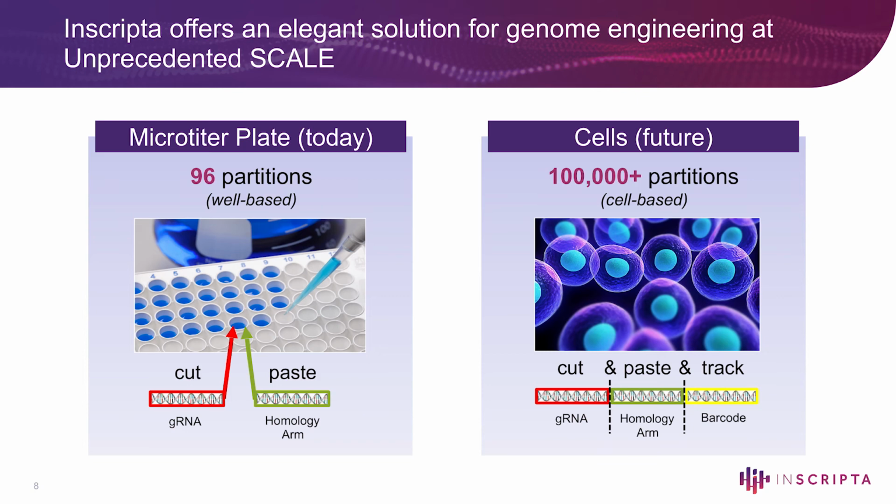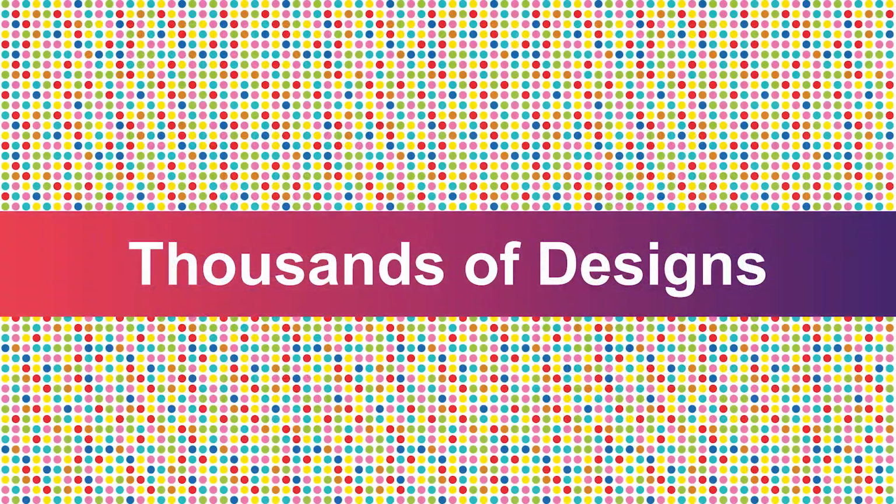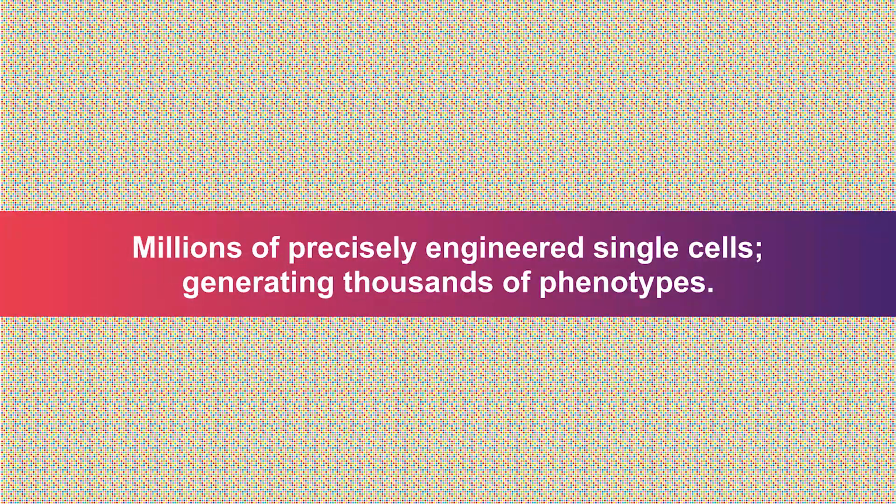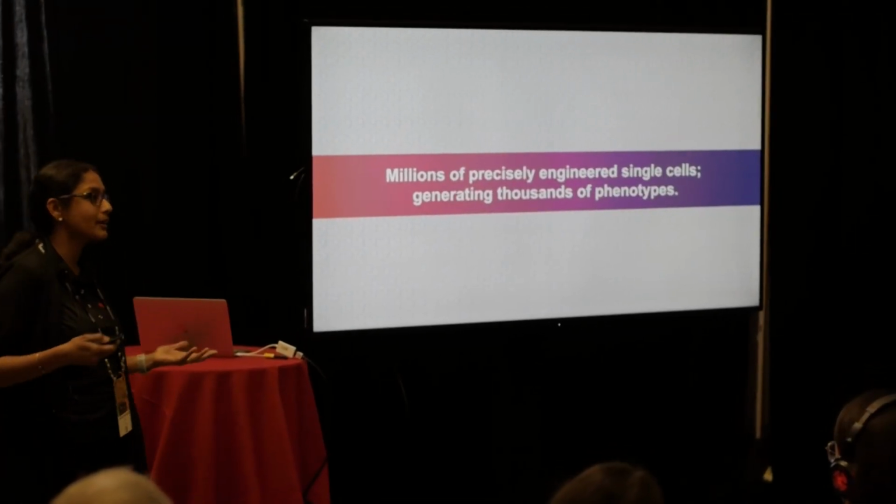But at Inscripta, we wanted to take the scale much higher. So instead of using well-based partitions, we moved to cells as the partitions. What that does for you is that you can now go from 96 to hundreds of thousands of cells that you can edit. But how do you get your guide RNA and homology arm into cells so that they are co-localized? We have a very simple and elegant solution. We covalently link the guide RNA and homology arm. And more, we also have a barcode, so now you get to a point where you have thousands of custom designs and millions of precisely engineered single cells, all trackable, that will give you thousands and thousands of phenotypes, right? So this is how we get to scale. But how do we make this accessible to you?